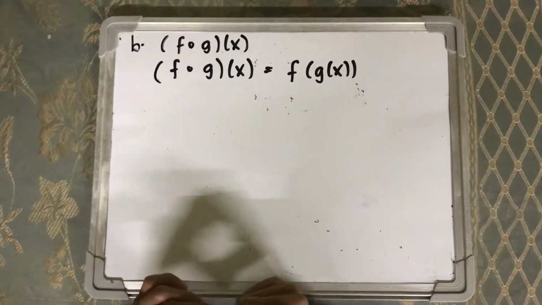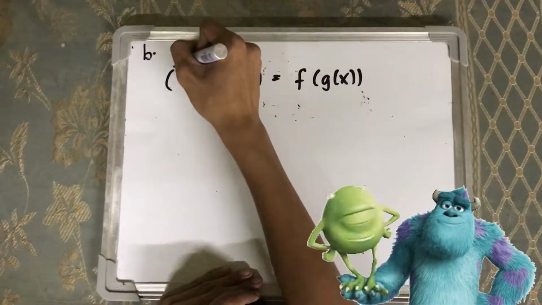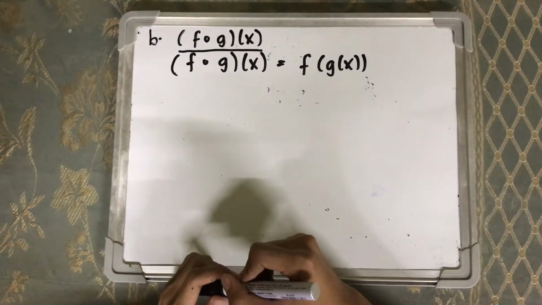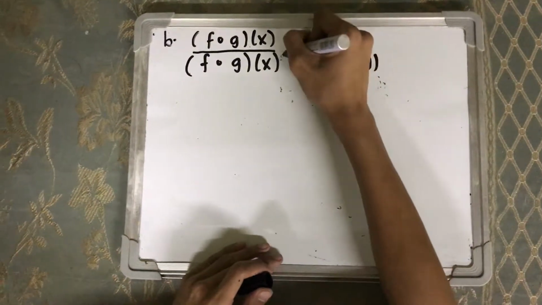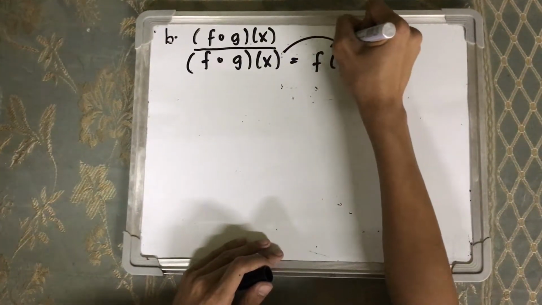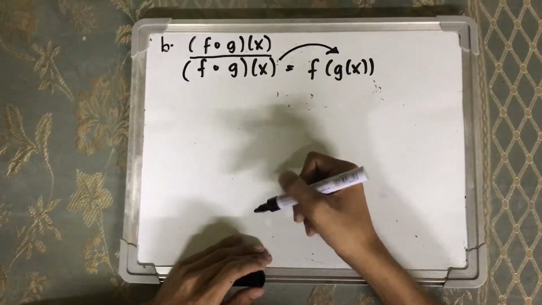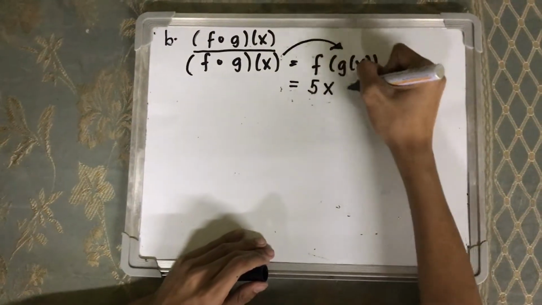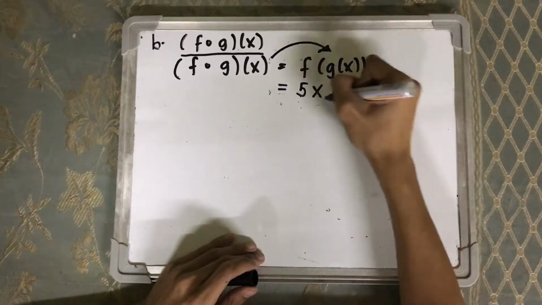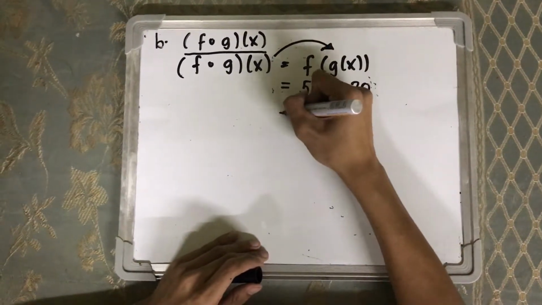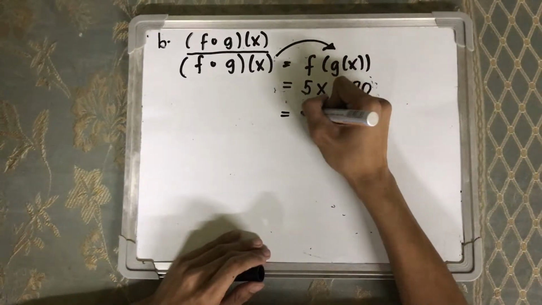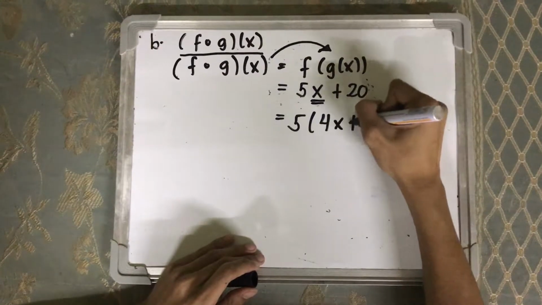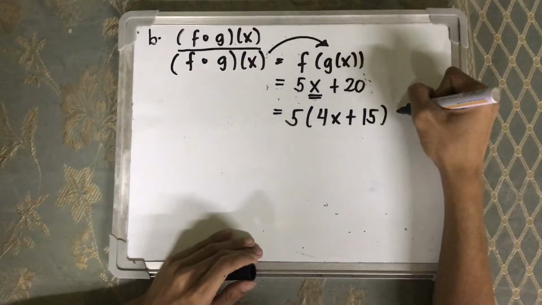Now, let's solve letter B, which is f composed of g of x. Like in the previous examples, (f ∘ g)(x) must be transformed into f(g(x)). Next, we will substitute the value of x in f(x) by the value of g(x), which is 4x plus 15. We will now arrive at 5 times the quantity of 4x plus 15, plus 20.